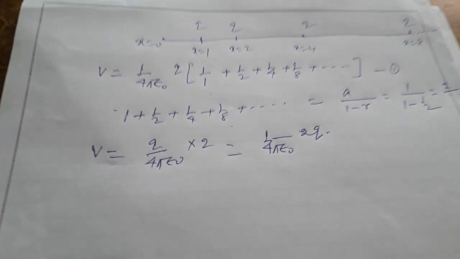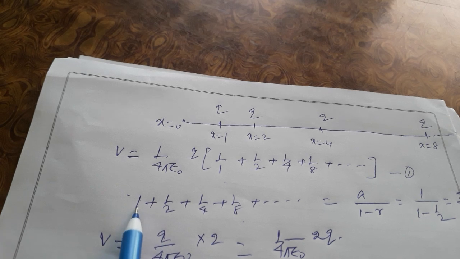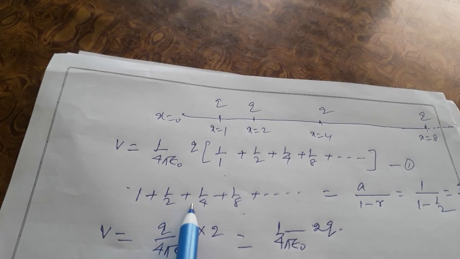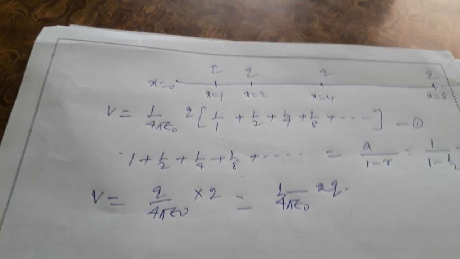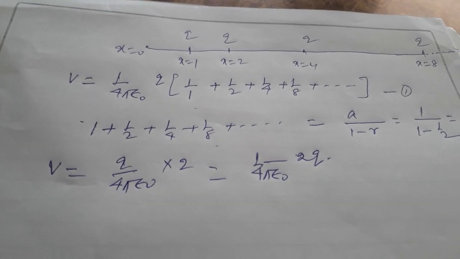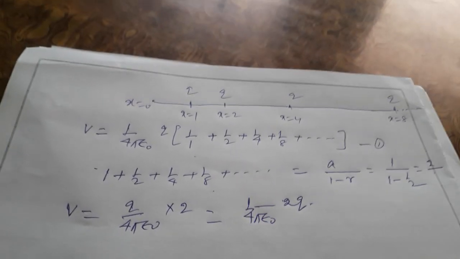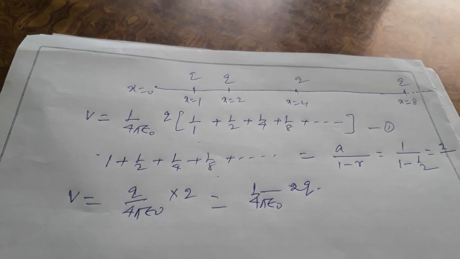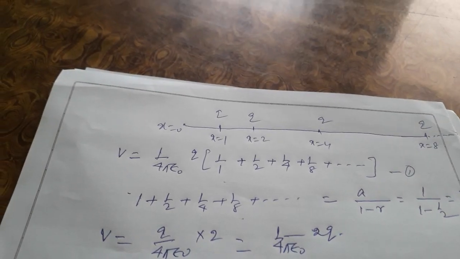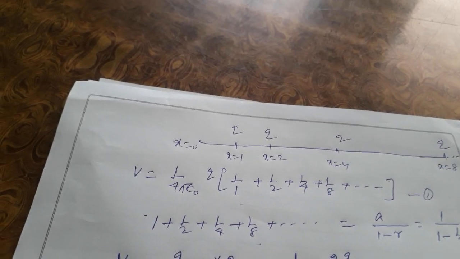Second case, when consecutive charges have opposite sign, then what we have to do? We will have to write 1 minus 1 by 2 plus 1 by 4 minus 1 by 8. In that case, the common ratio will be minus 1 by 2.